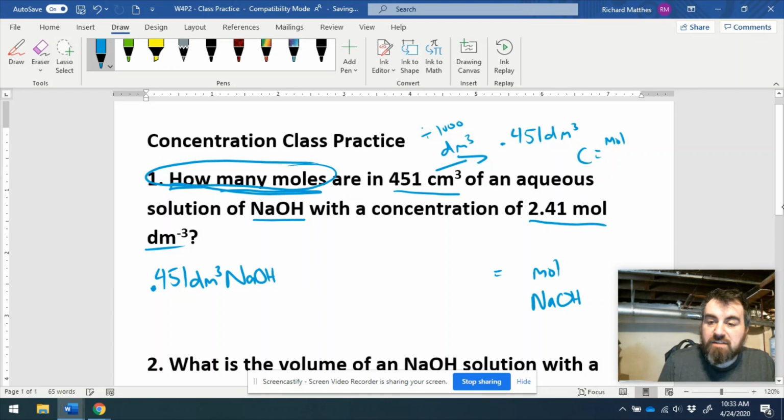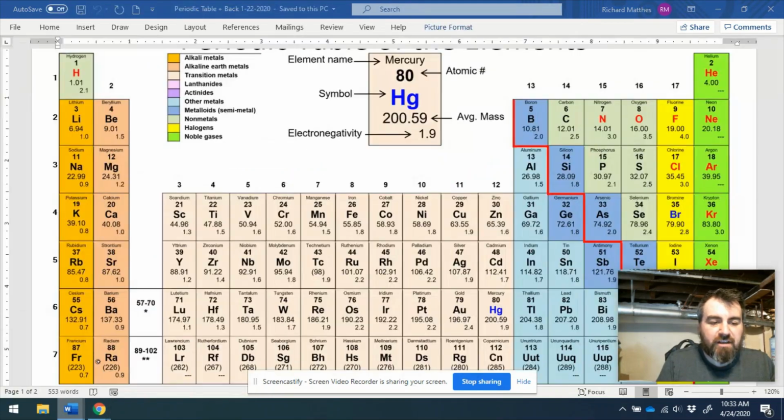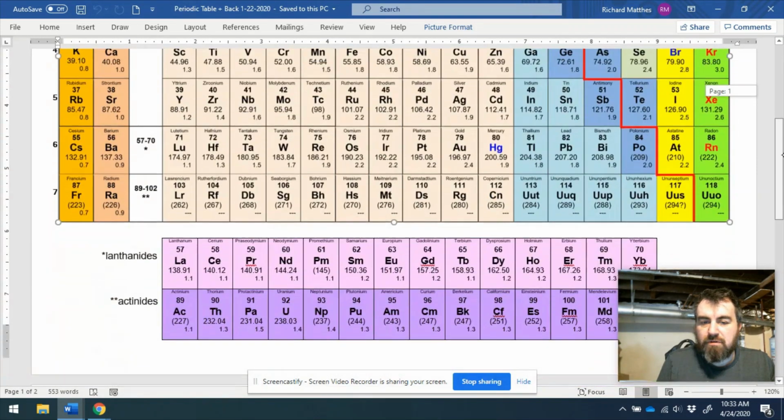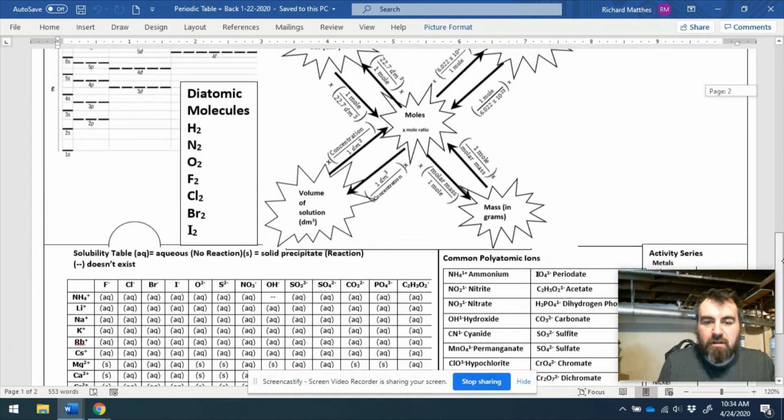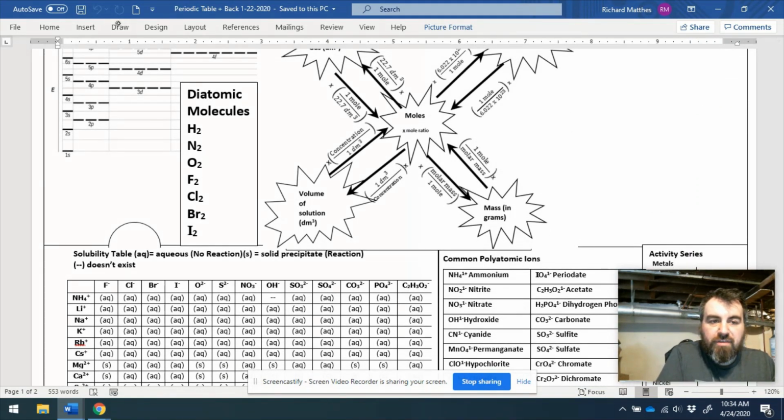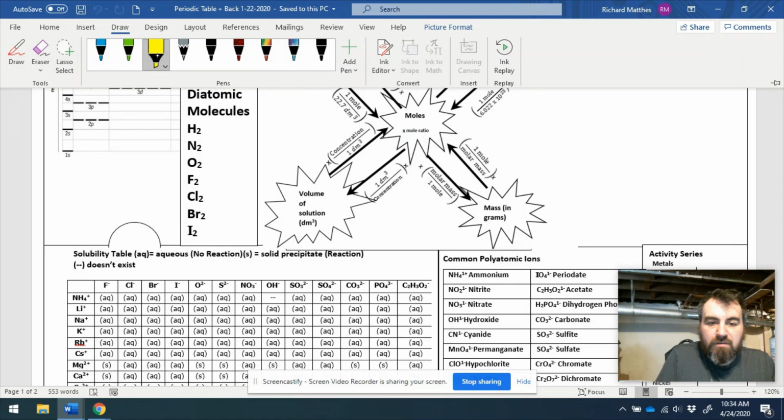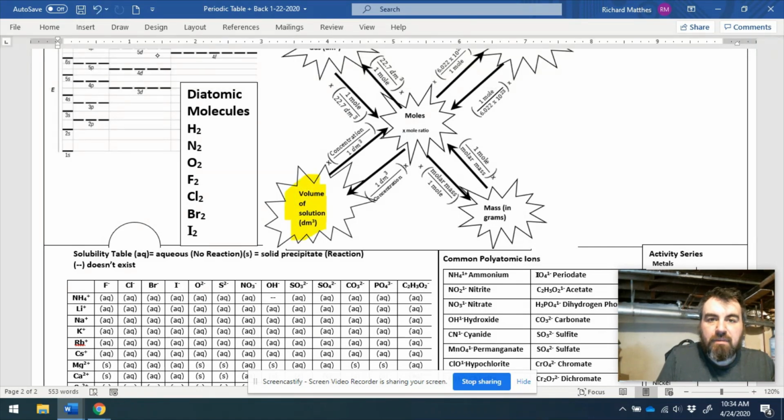equation we've used before. Concentration is moles over volume. Valid, reasonable to use that. However, it's probably better to use our mole roadmap because our mole roadmap has this information on it. If we go to our mole roadmap here, we're starting out with the volume of solution right here, right? And we want to know moles. So what we're going to do is multiply by the concentration over 1 cubic decimeter, okay?